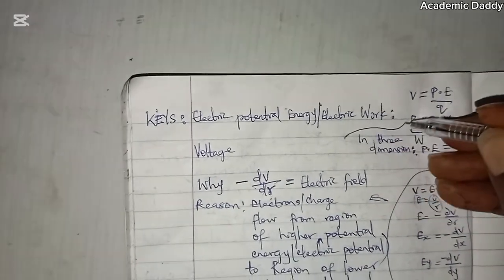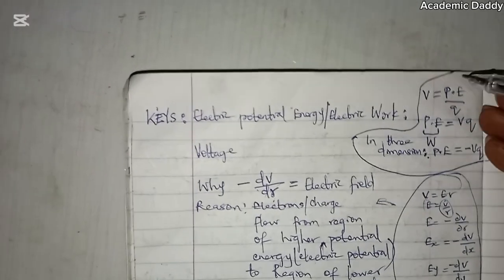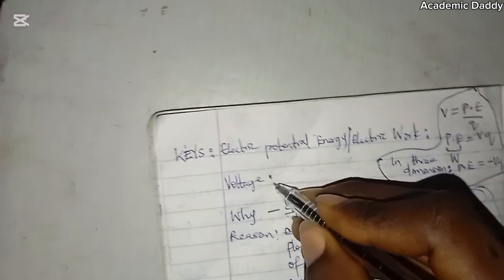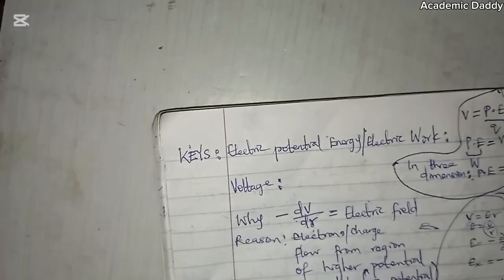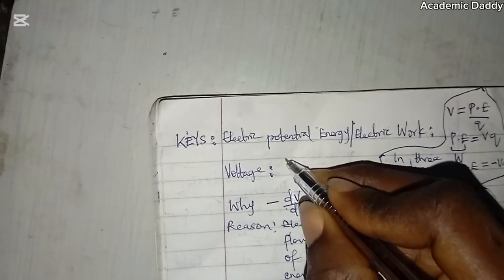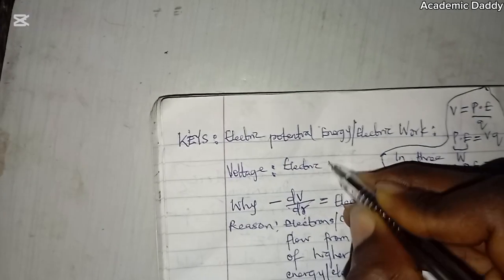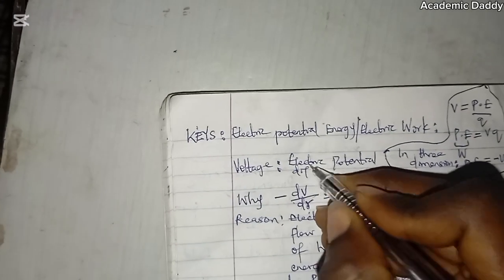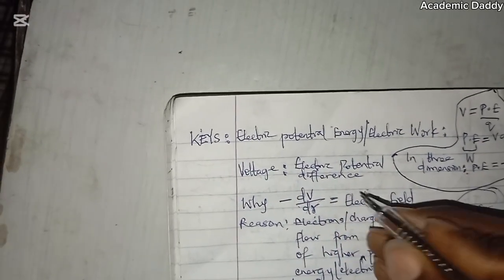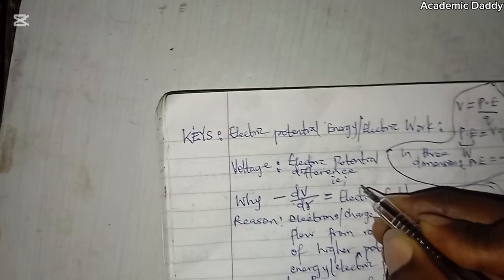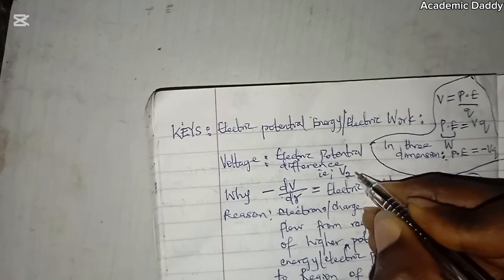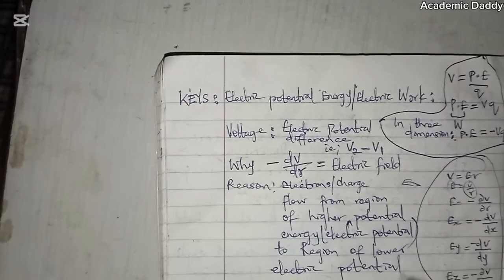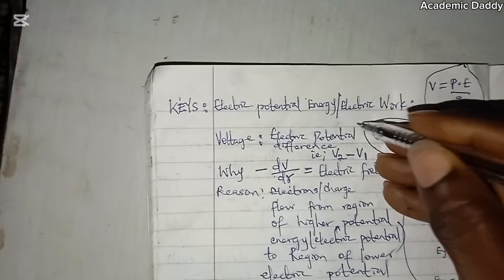So it's important to note all these things. Note it, you are a student. Now if you know this, voltage is simply the difference in electric potential, or you say electric potential difference, or change in electric potential difference. That is V2 minus V1. You can have it to be V3 minus V2. So you know this now.